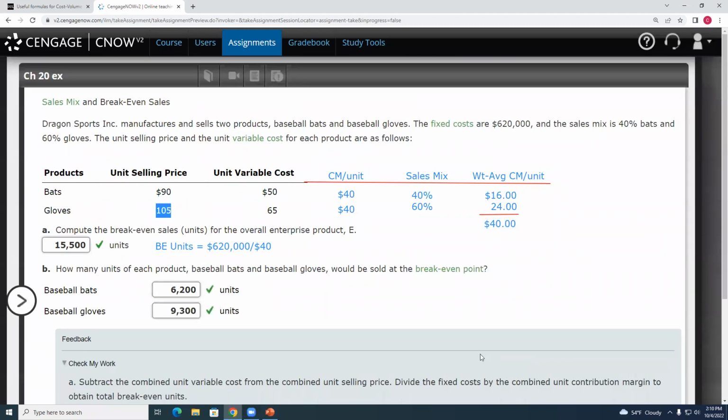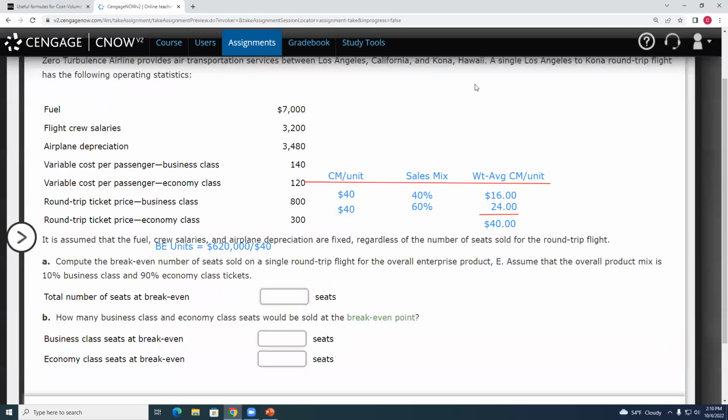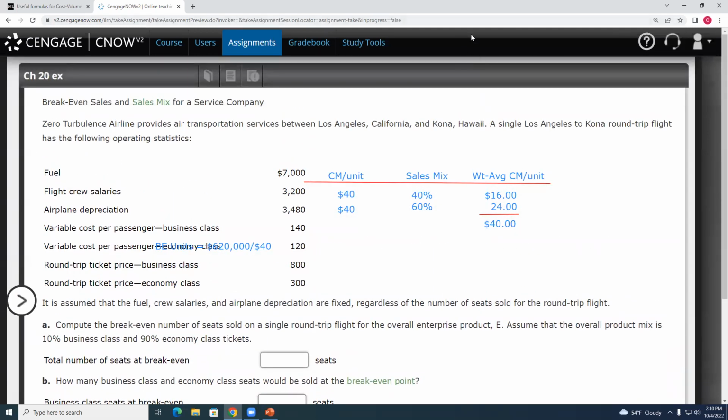Okay, any questions about applying the sales mix, even though, as I said, this is just a terrible example? Okay. We will keep going then.